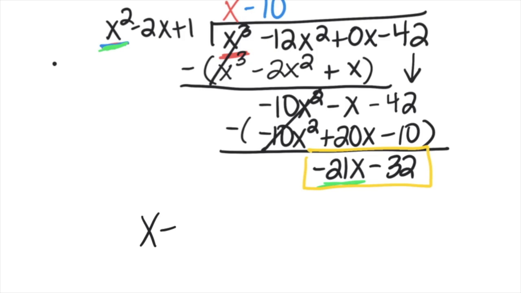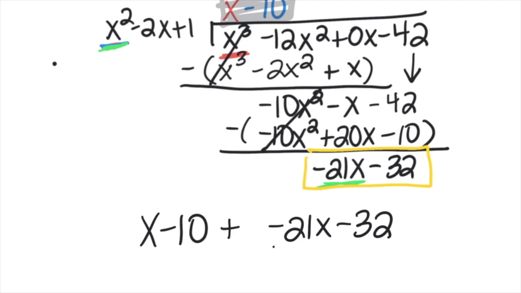So when I set this up and I were to rewrite it, my quotient is going to be x minus 10. I got that from this piece up here. So just keep that in mind. And then we need to write our remainder. So our remainder, we're going to do plus negative 21x minus 32 over the divisor. Well, the divisor was x squared minus 2x plus 1.